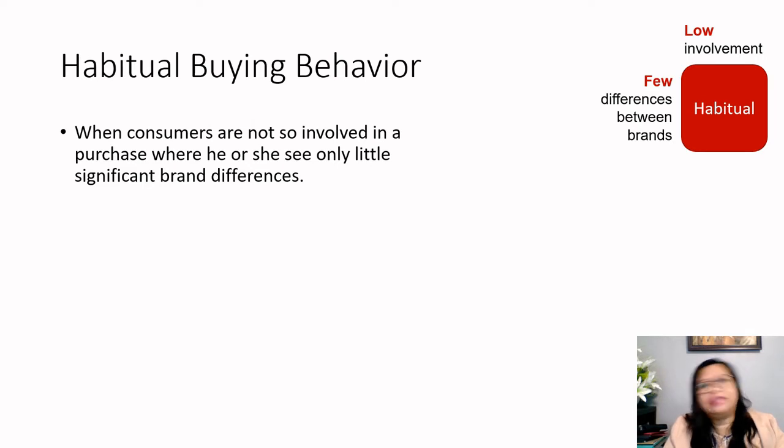For example, take table salt. Consumers have little involvement in this product category. They simply go to the store and reach for a brand. If they keep reaching for the same brand, it is actually out of habit rather than strong brand loyalty. Now, consumers appear to have low involvement with most low-cost, frequently purchased products.